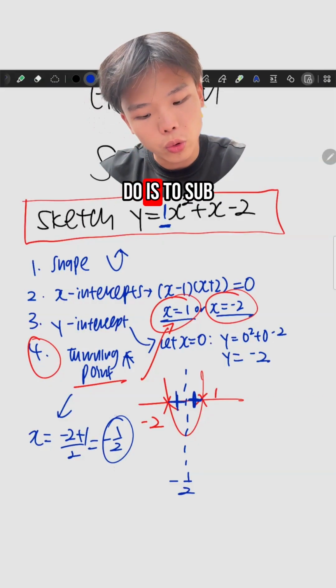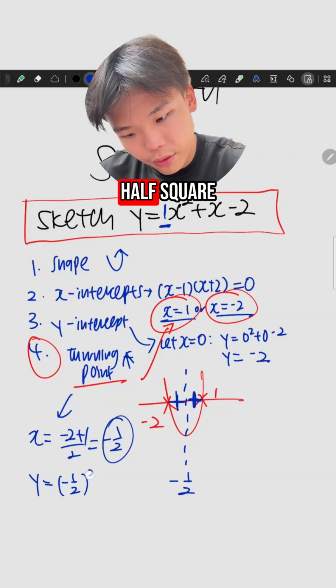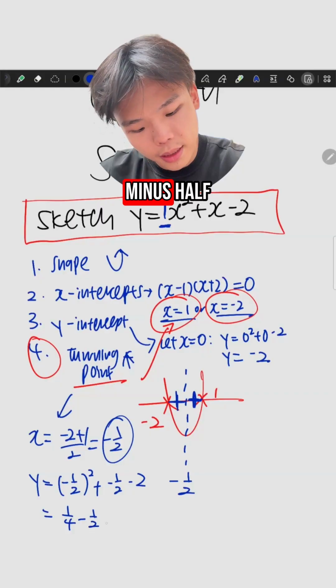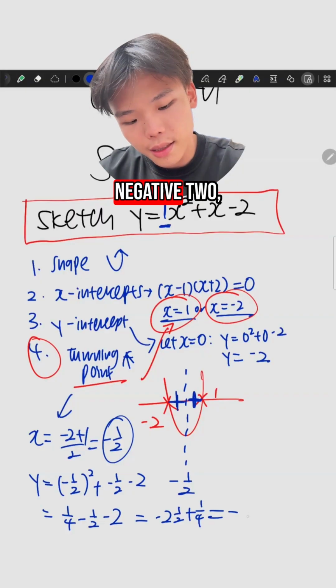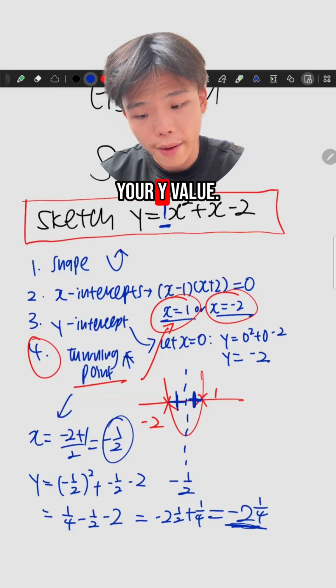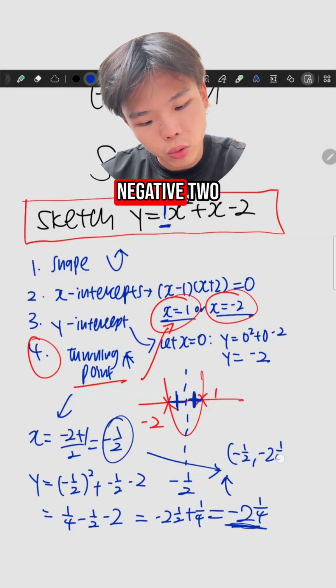And then all we need to do is to sub this negative half into the above equation. So y would be (negative half) squared plus negative half minus 2. And we end up with 1/4 minus half minus 2, which is essentially negative 2 and 1/4 here, right? So this is your y value. And when we combine these two, our turning point is (negative half, negative 2 1/4).